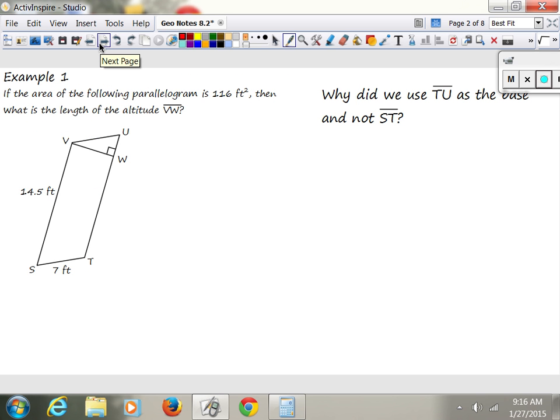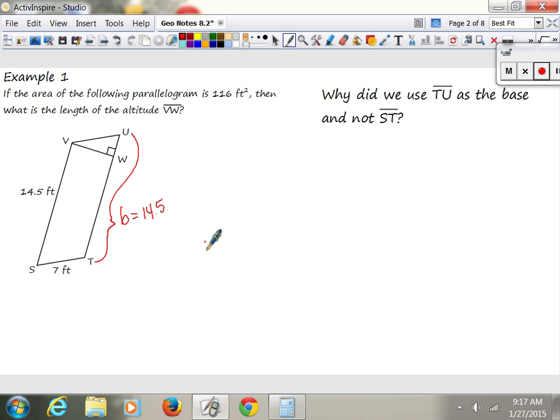Okay, if the area of the following parallelogram is 116, then what is the length of the altitude VW? Okay, and then my question over here, let's answer this one first. It says, why do we use TU as the base and not ST? So right now I'm asking you, why would this be the base and not the bottom one? Why is the 7 not the base? Why is the 14.5 my base?